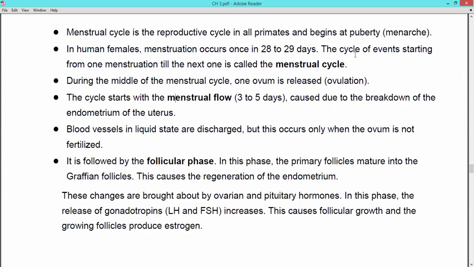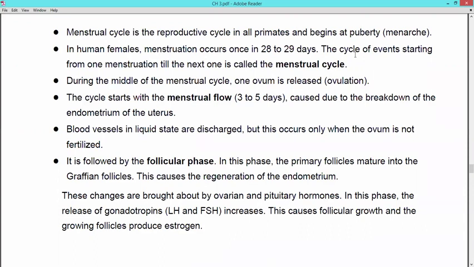So these are the two main hormones which are responsible for the changes brought about in the uterus layers, right? The first is the ovarian hormones and the second is the pituitary hormones. Now in this phase, there will be the release of gonadotropins, as we have already seen, the LH and the FSH, right? So the release of the gonadotropins is going to increase in this stage when the ovulation will be taking place, right?